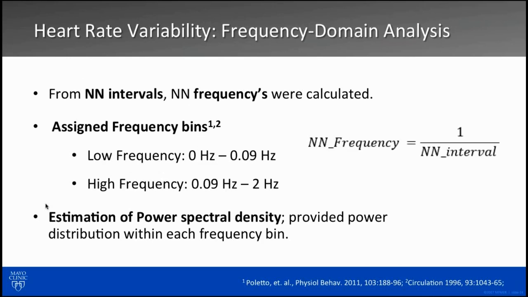So I'm going to talk a little bit more about the two different analyses that we did. So starting with the frequency domain analysis, from the NN intervals, we looked at the frequency bins, and those frequency bins were both low frequency, that will be labeled LF later, and high frequency, HF later. And all these bins were selected again based on previous work that was done in farm animal recommendations. So the low frequency was from 0 to 0.09 hertz, and the high frequency bin was assigned at 0.09 hertz to 2 hertz.